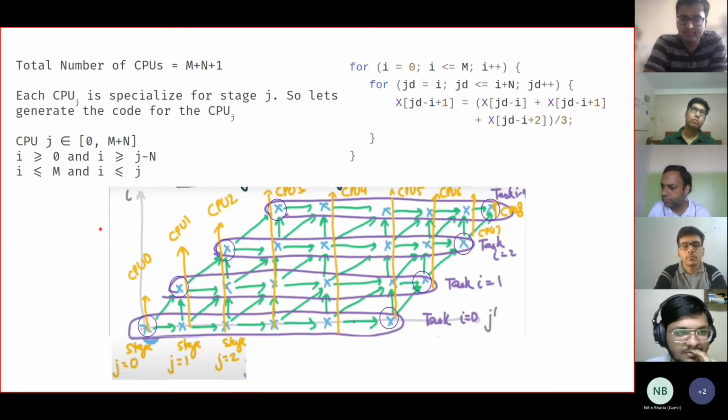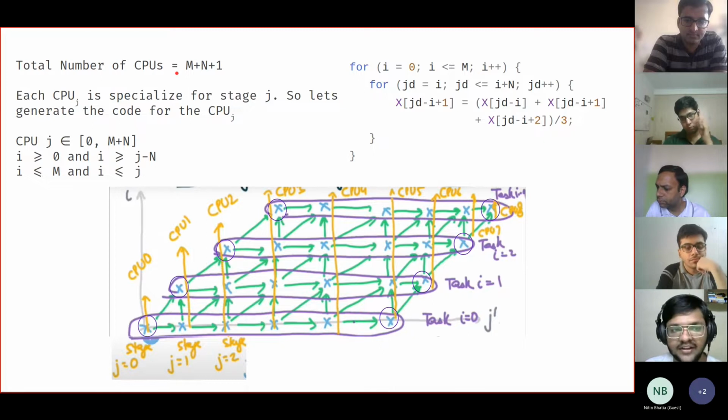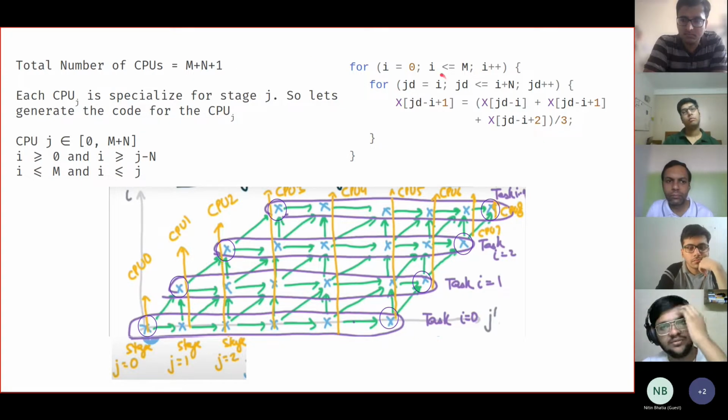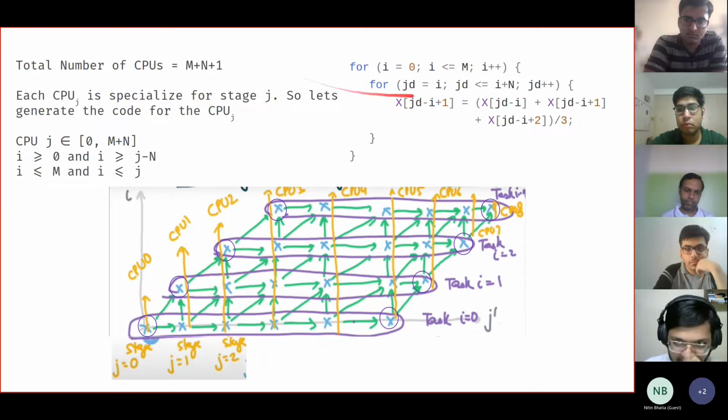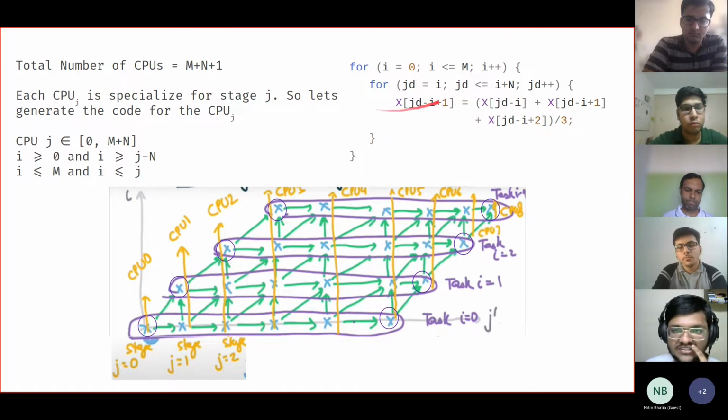Before going towards the code, to generate the code for the pipeline, we are going to specialize each CPU. We are going to generate the code for each stage. Here we can see that jd has a maximum value of m plus n, so we need a total of m plus n plus 1 CPU threads. And we are going to specialize the jth thread for a particular stage j.